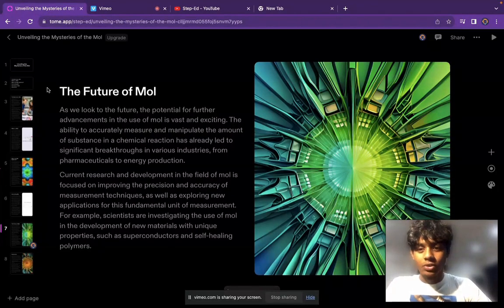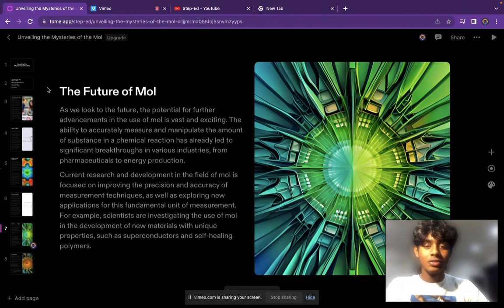As we look to the future, the potential for further advancements in the use of the mole is vast and exciting. The ability to accurately measure and manipulate the amounts of substance in a chemical reaction has already led to significant breakthroughs in various industries, from pharmaceuticals to energy production.